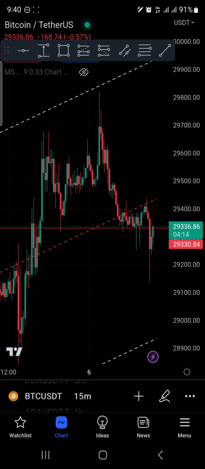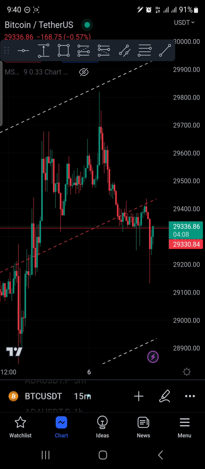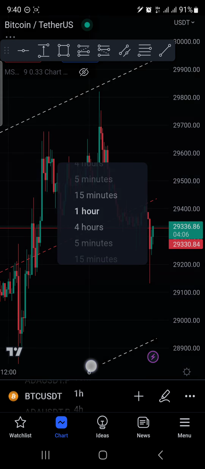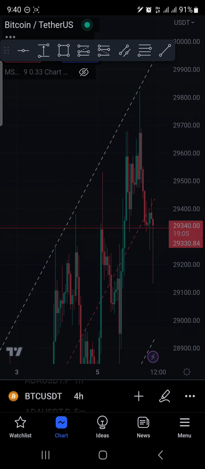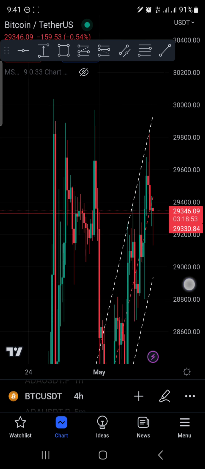Now, you can do candle closure on any time frame. We teach what we call top-down analysis, where we start from the 4 hours time frame and narrow it all the way down to the 15 minutes time frame because we are day traders. It all depends on the kind of trader that you are.